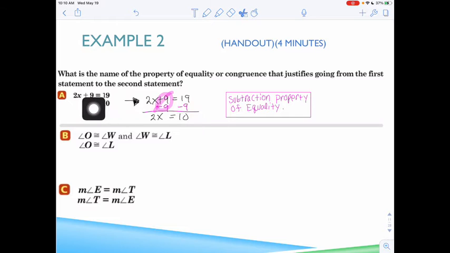Make sure you notice that we have an equal sign. These are equations, so we are using a property of equality here. Part B says angle O is congruent to angle W, and angle W is congruent to angle L. Angle O is congruent to angle L.